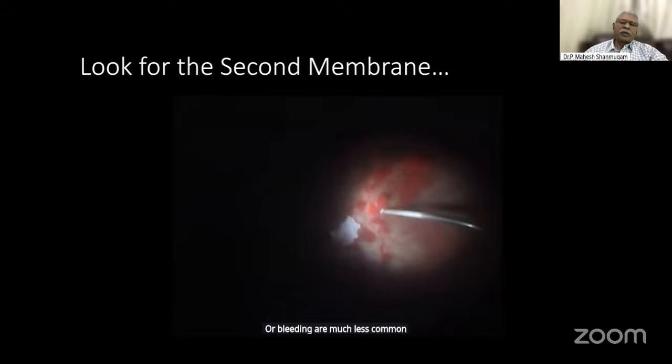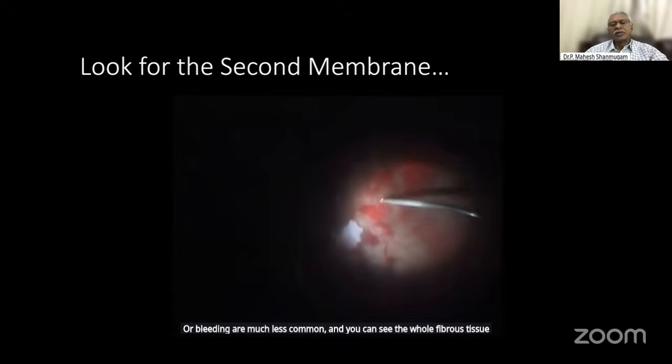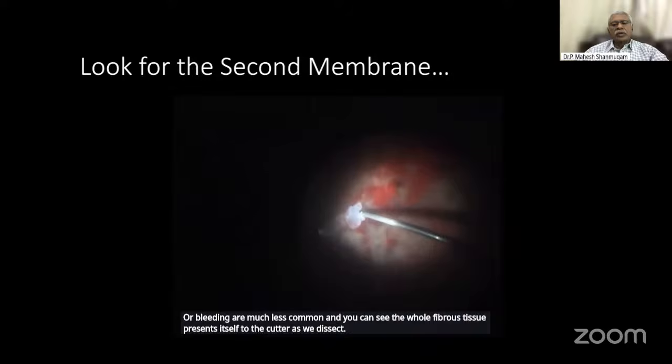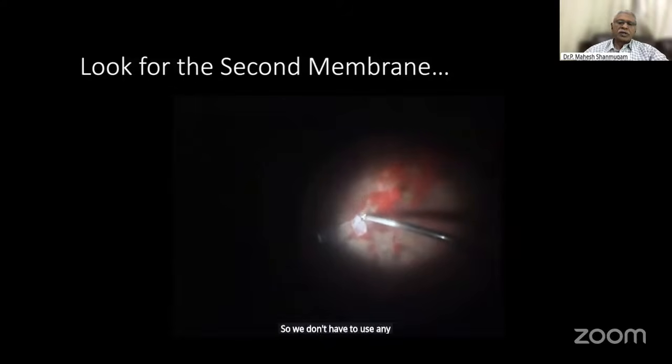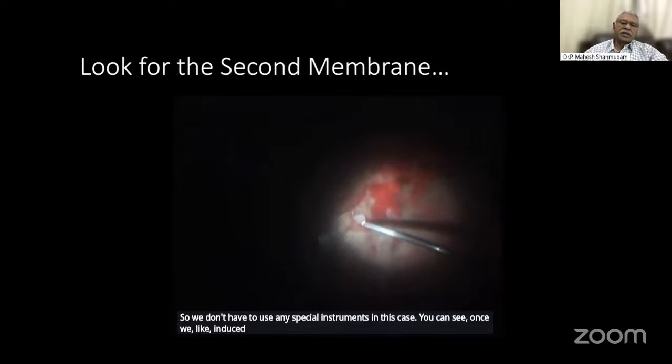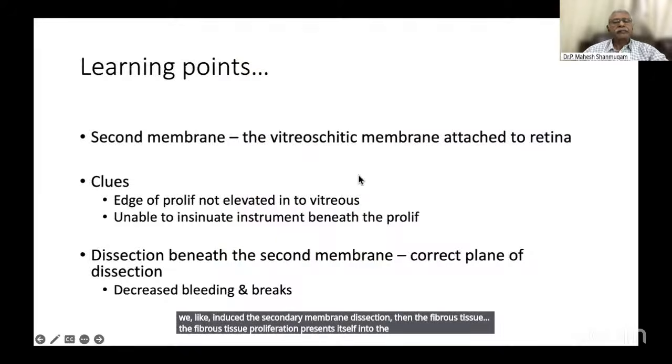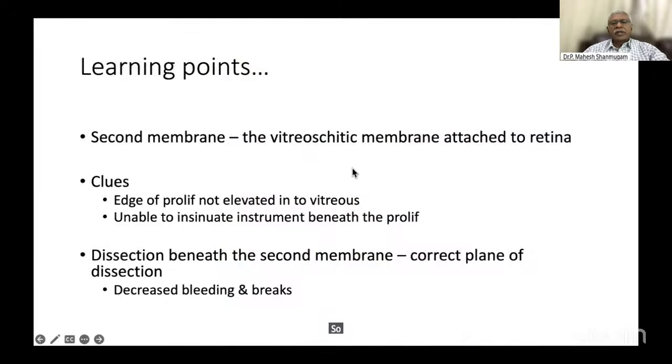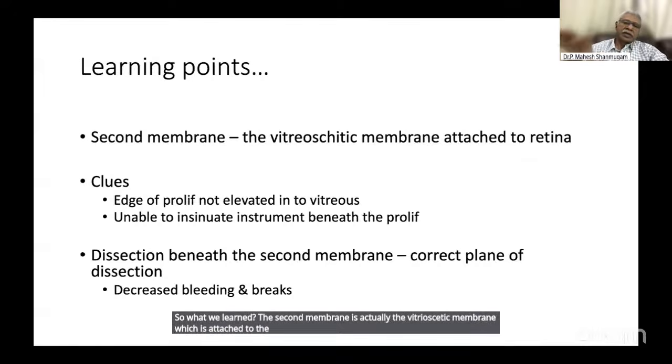And you can see the whole fibrous tissue presents itself to the cutter as we dissect. So we don't have to use any special instruments in this case. You can see once we induce the secondary membrane dissection, then the fibrous tissue proliferation presents itself to the cutter. So what do we learn? The second membrane is actually the vitreoschitic membrane, which is attached to the retina. And what is visible is the fibrovascular proliferation, which is lifted up into the vitreous cavity.